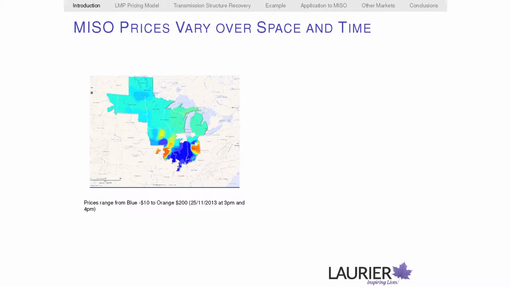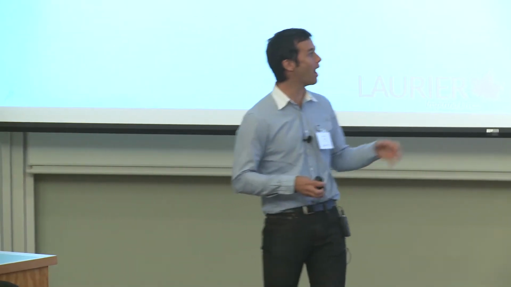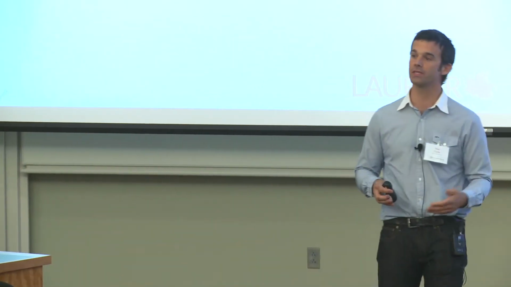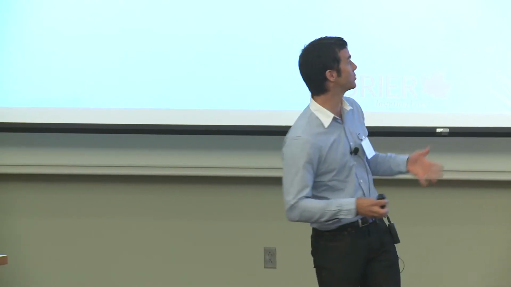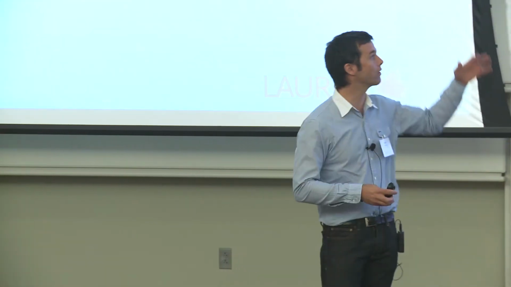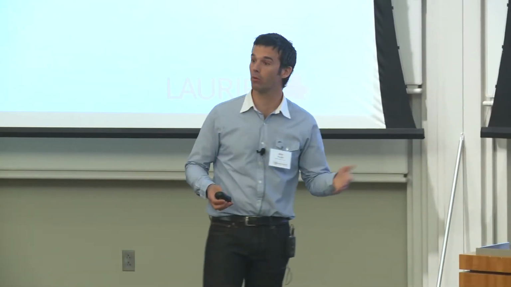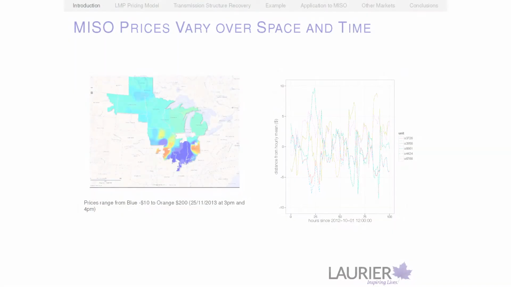The other thing I just want to emphasize here is that just because you're in this blue area at this particular time doesn't mean you're going to be in a low-priced area all the time. As different constraints become active, you can shift. There's a lot of uncertainty as to whether you're in a high-priced or low-priced area due to transmission constraints.